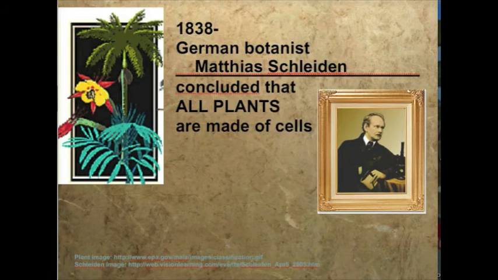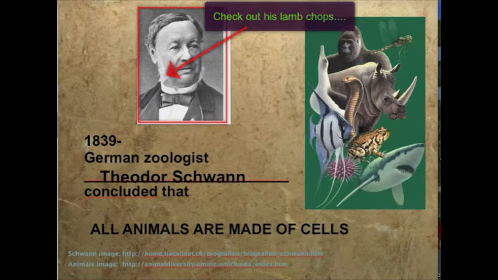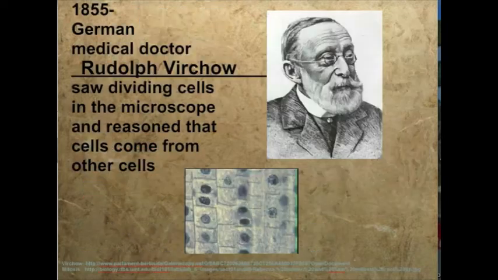All right, and then not until 1838 did we get a German botanist called Matthias Schleiden that concluded that all plants are made out of cells. So he studied plants, looked at them underneath a microscope, and he determined that every single one of them was made of cells. And then a few years later in 1839, a German zoologist, Theodor Schwann, concluded that all animals are made out of cells. So Schwann and Schleiden worked together and came up with several parts of the cell theory that we're going to talk about in just a couple minutes.